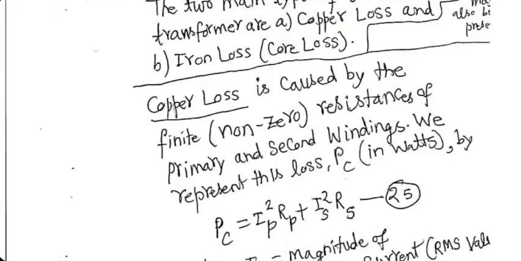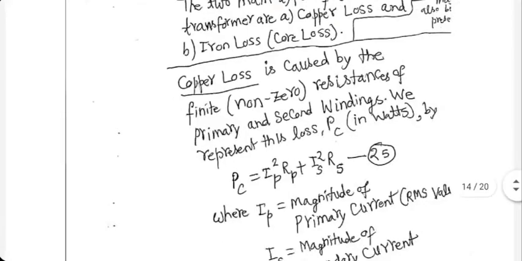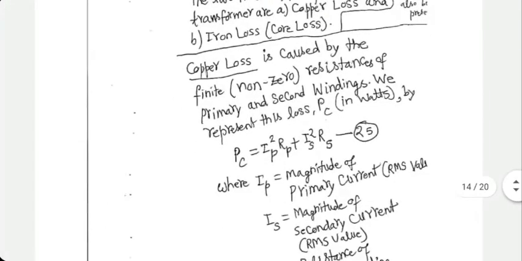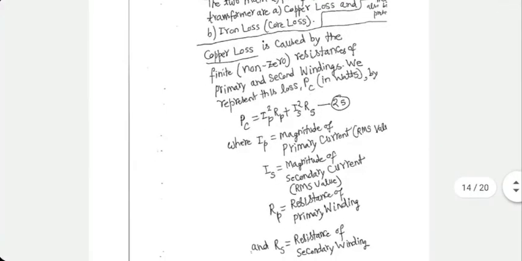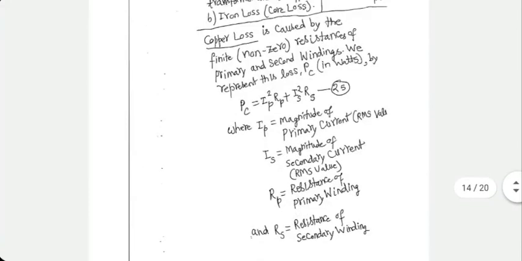In a lot of cases, secondary resistance is relatively small because we are talking about stepping down, etc. So for power systems, generally it is the primary winding which contributes a lot more to copper loss than the secondary winding does. But again, you never know. So the simple equation for calculating copper loss is IP squared RP plus IS squared RS, where IP and IS are pure magnitudes, no phases here.